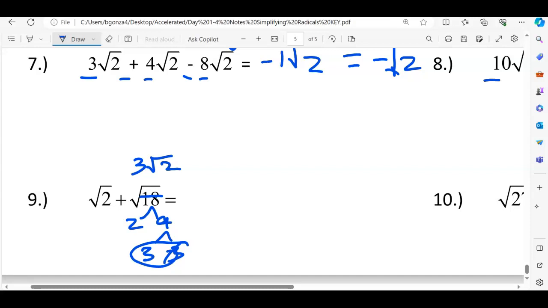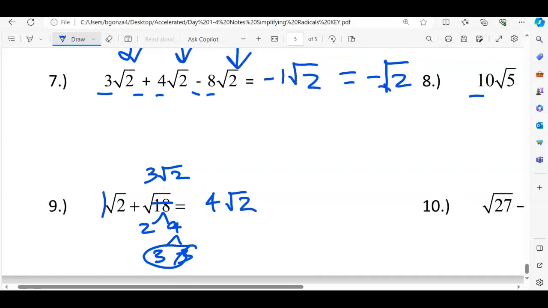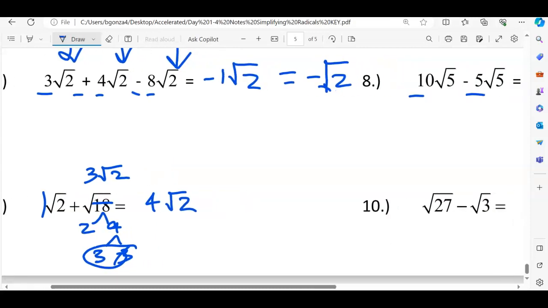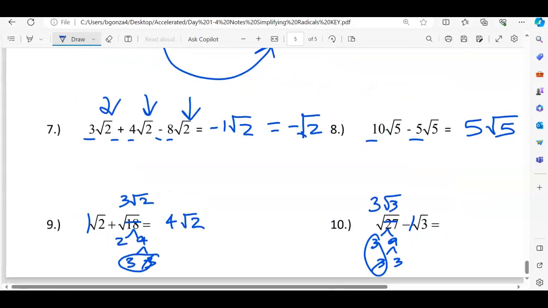Now, can I add these together? This is like a 1. 1 square root of 2 plus 3 square root of 2 is 4 square root of 2. And then similarly on number 10, 27 can be broken down into 3 times 9 and 3 times 3. Pair of 3, loner 3 is 3 square root of 3 minus 1 square root of 3 gives me 2 square root of 3. So sometimes you have to break it down and simplify it before you can add them together, okay?